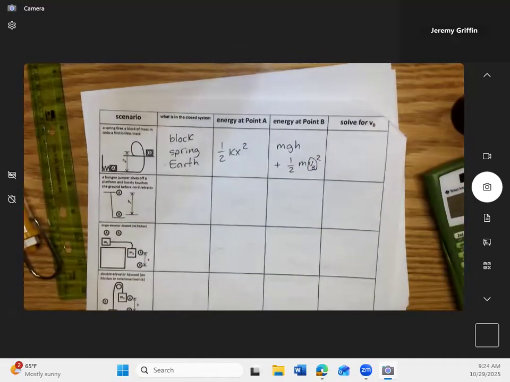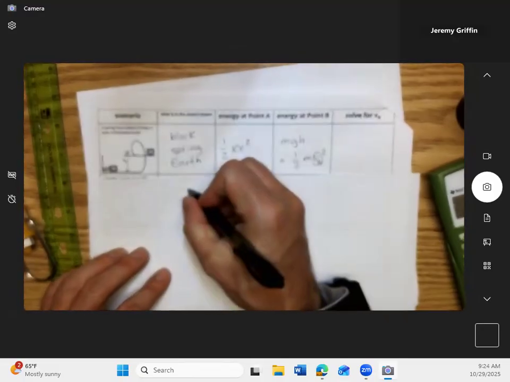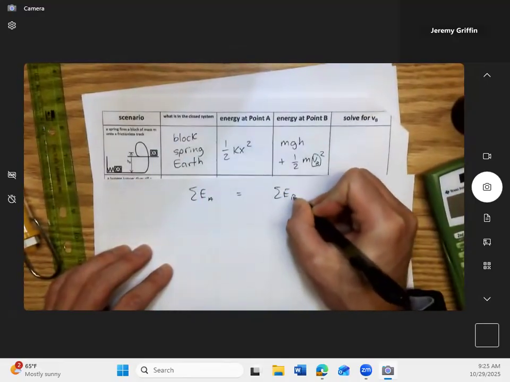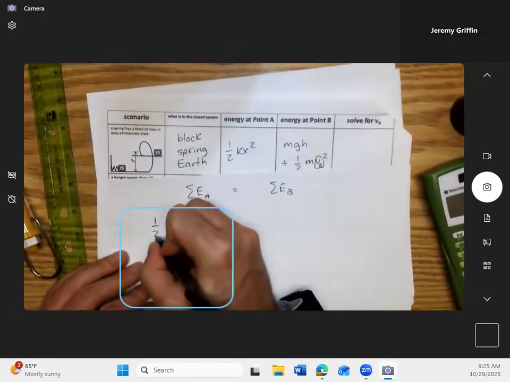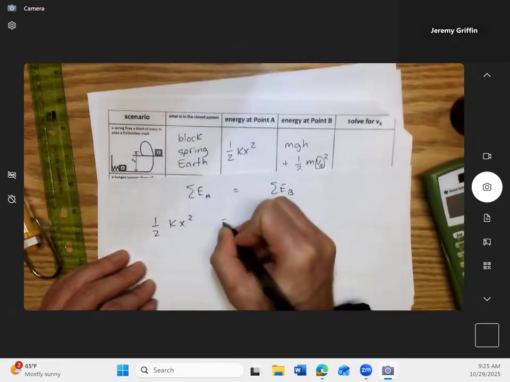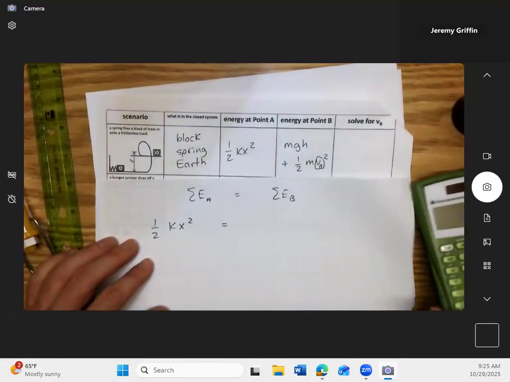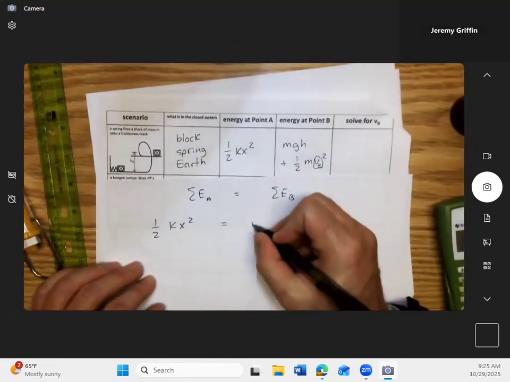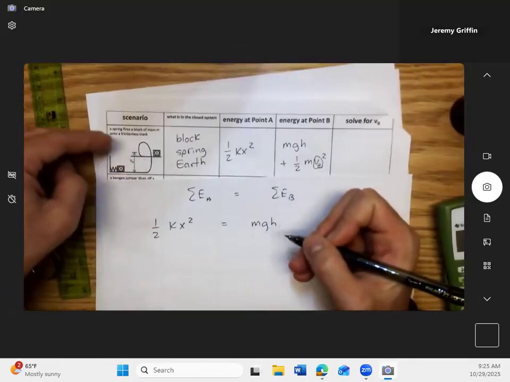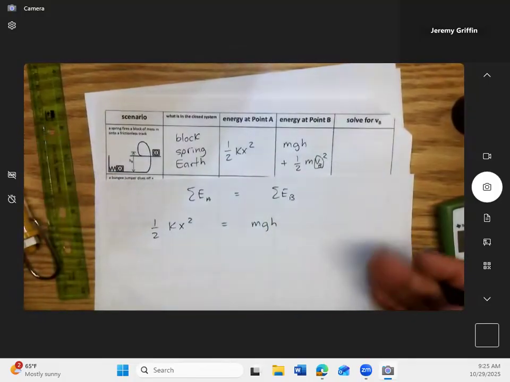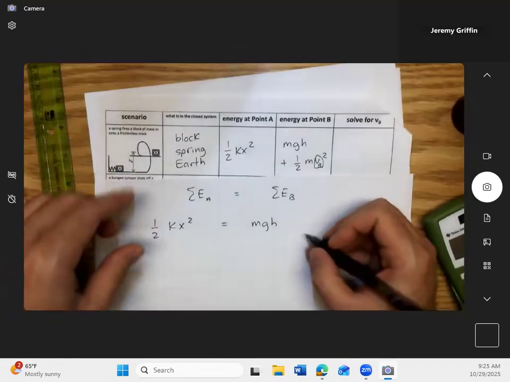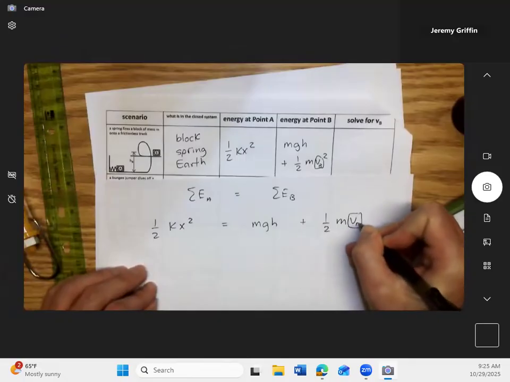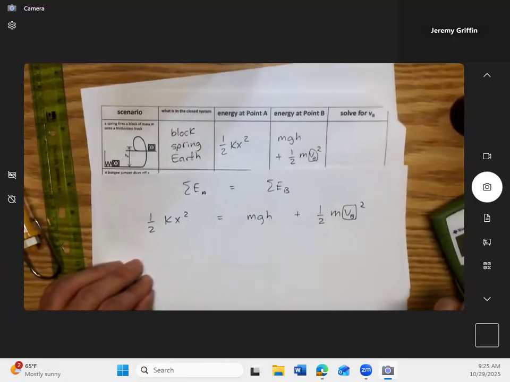So algebra time. Let's do some algebra. The sum of energy at point A equals the sum of energy at point B. So we have our 1/2 kx squared, which if I throw in some numbers, maybe you get something like 4 joules. So we have that much energy to go around, and then some of that energy goes to lifting at this height change. If it's not enough energy, it might not even make it up there. But if it is plenty of energy, then there'll be some left over for it to be in motion, like that.